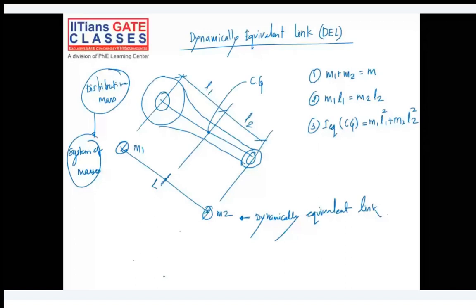Generally, whatever real-time links we see, like a connecting rod or a crank, all of these have a distributed mass system. We don't have a connecting rod in which mass is only at the center and nowhere else. All practical application links have a distributed mass system.